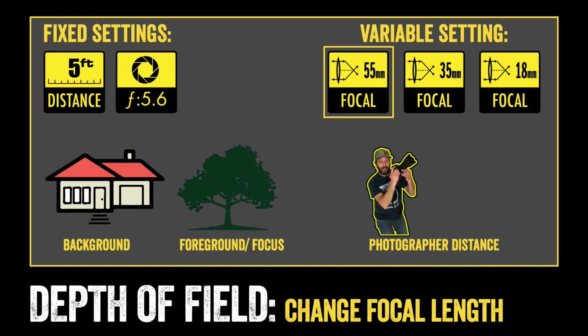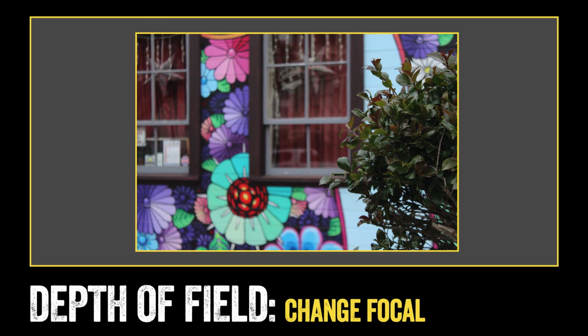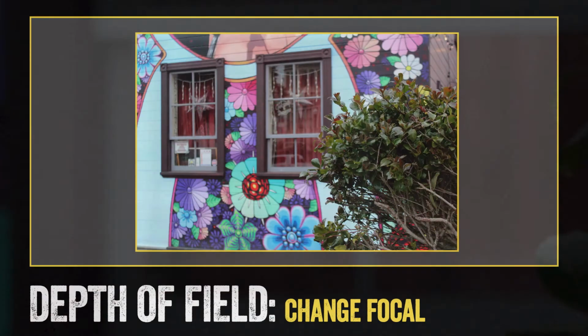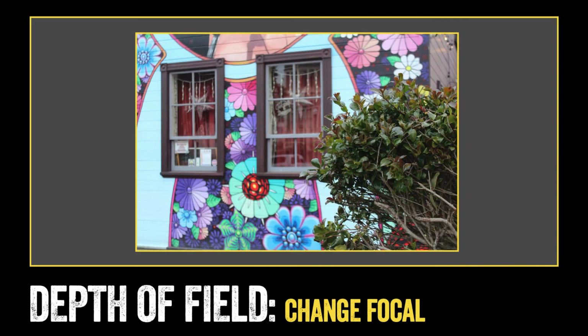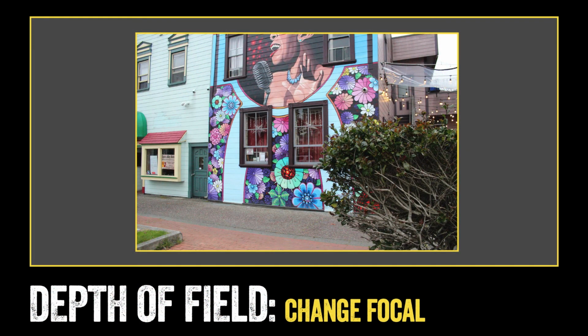We'll shoot one shot at 55 millimeters. We'll then zoom in to 35 millimeters and take another shot. And then we'll zoom to 18 millimeters and take our final shot for this set. Here are 3 examples, shot at 55, 35, and 18. As we decrease our focal length, as we zoom out wider, we get more depth of field.